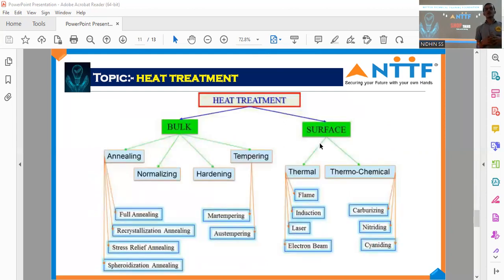So the next point is the heat treatment types. There are some types. First one, stress relieving, second annealing, normalizing, hardening, tempering, case hardening, surface hardening, etc. This is the heat treatment flowchart. How to divide the types of heat treatment, you can see this.